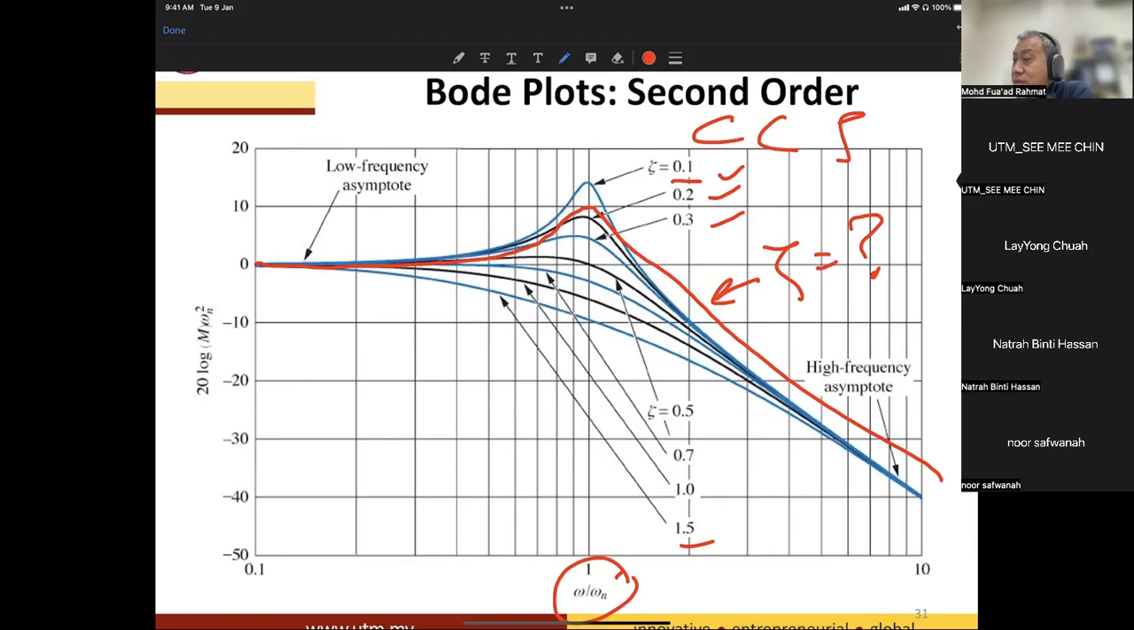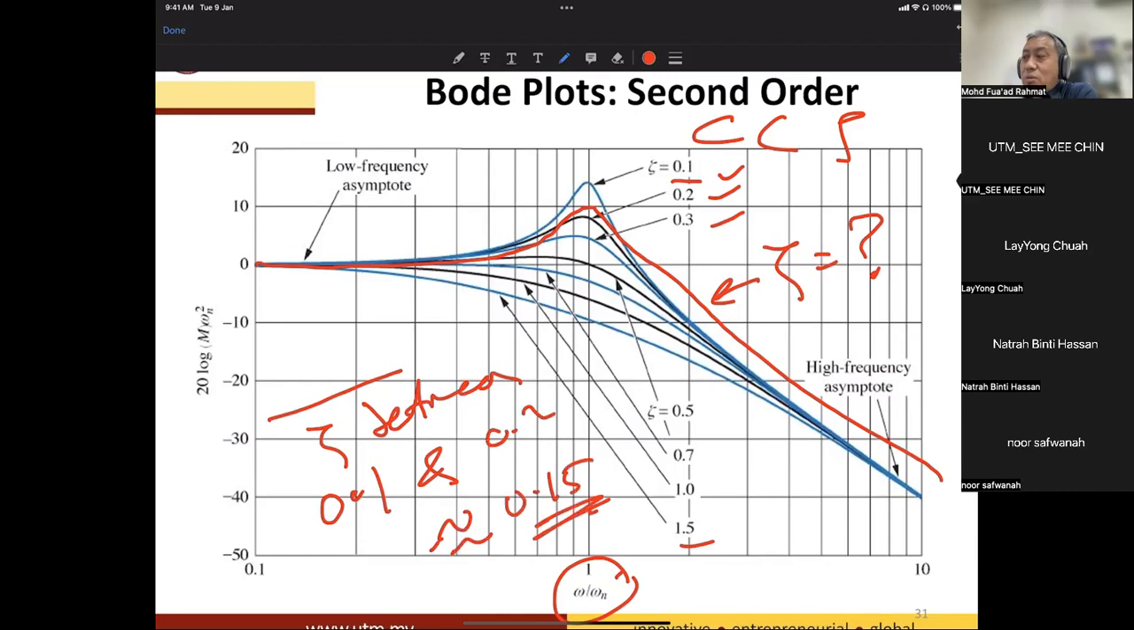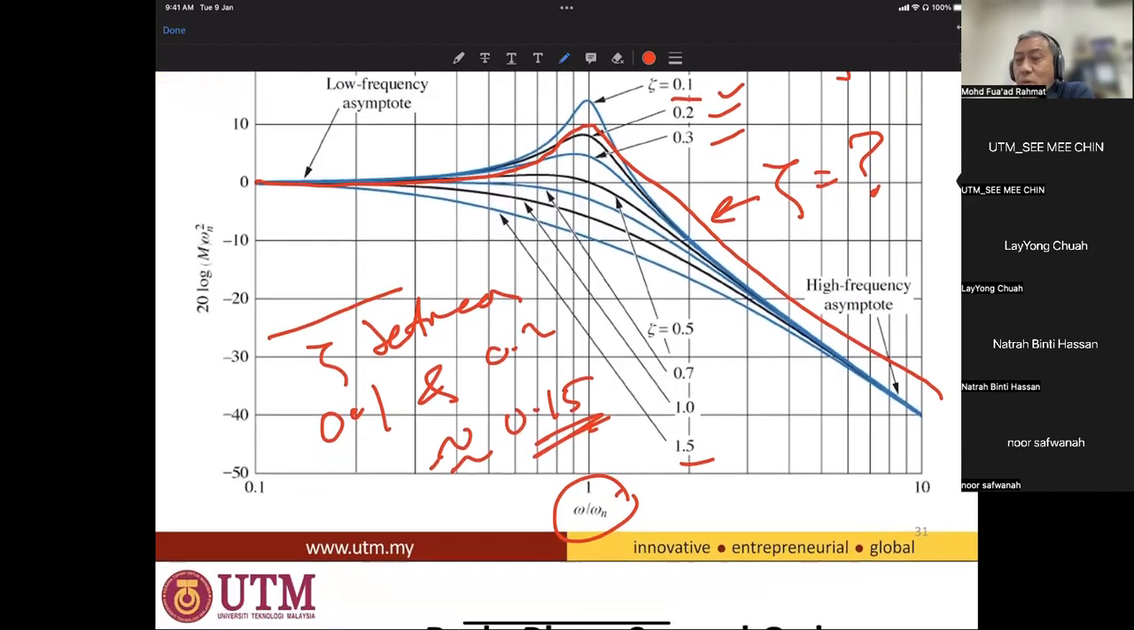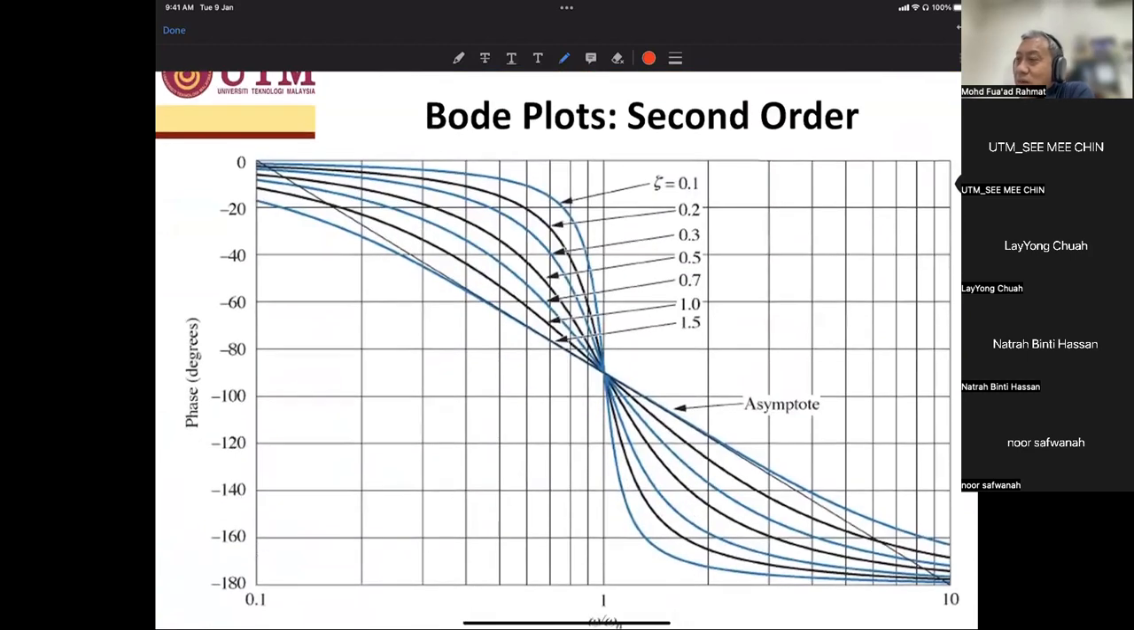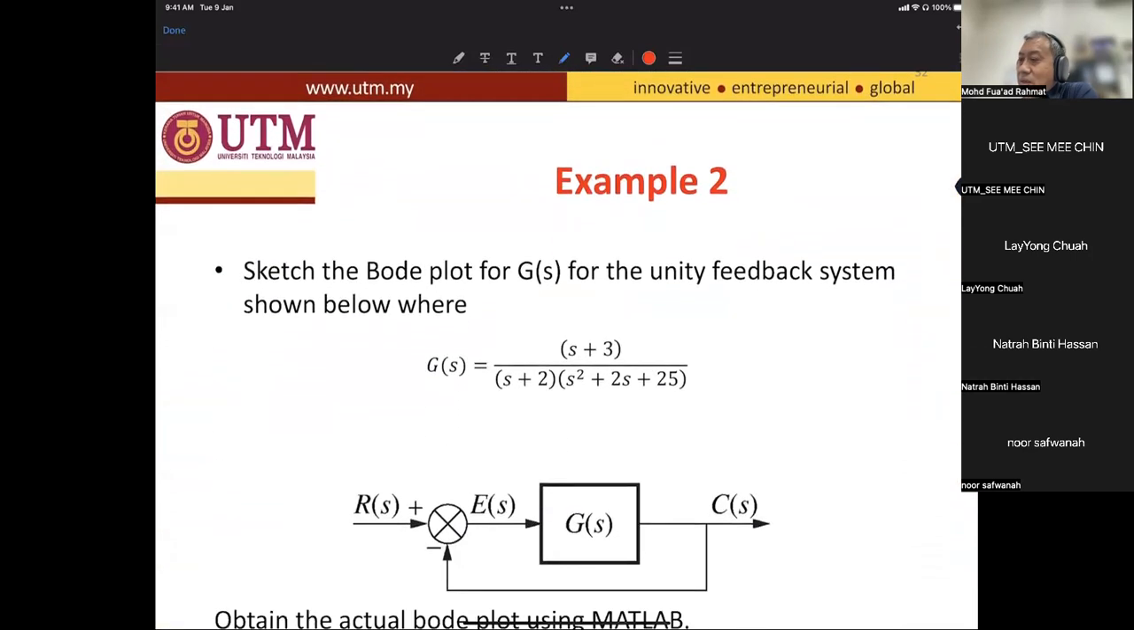Safwana, what is the estimation zeta value for the red line? Between 0.1 and 0.2. 0.15 lah. So that's why you estimate zeta 0.15. Can I do that? Yes, you can. Similar to the phase as well. For 0.1 and 1.5, it varies. Okay, it depends on the zeta value in the standard curve graph.